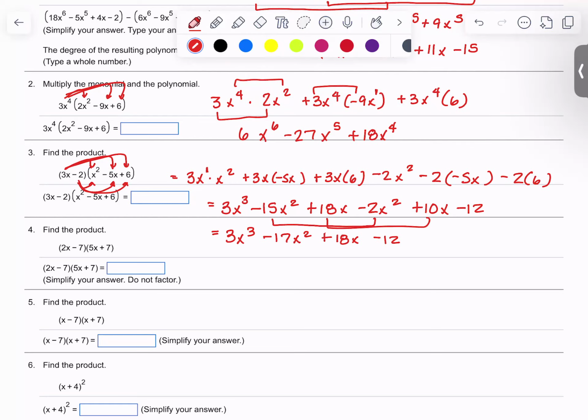And I have a mistake right here. 10 and 18 is 28, I believe. I do believe. All right.